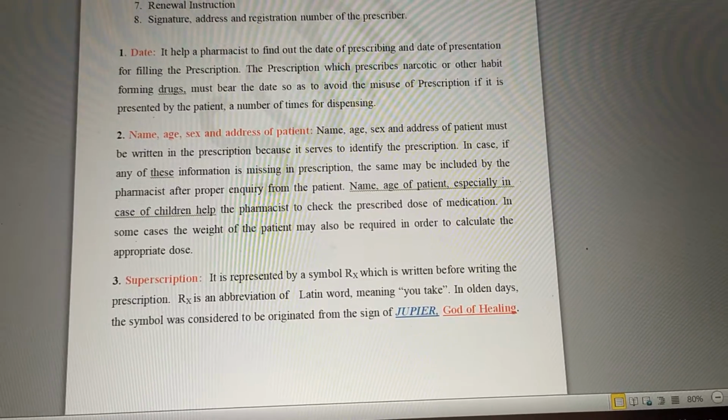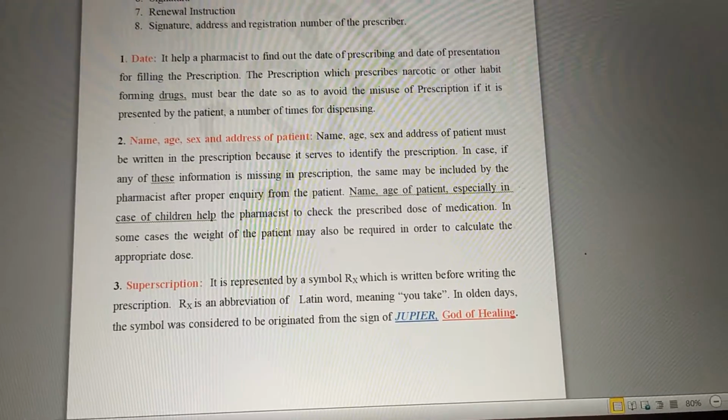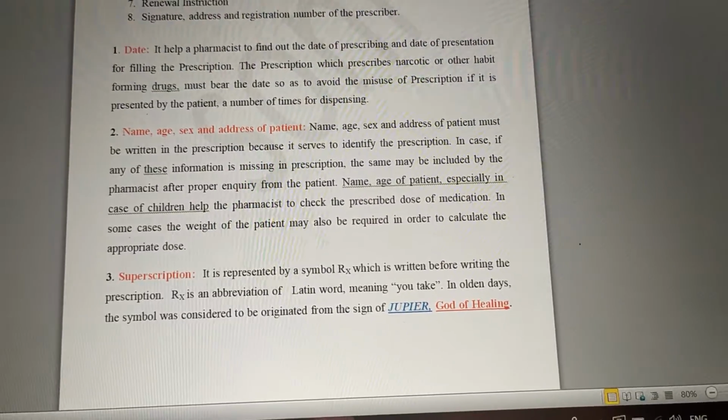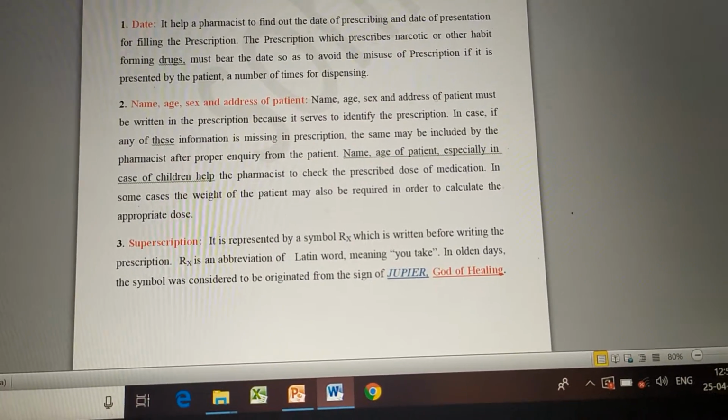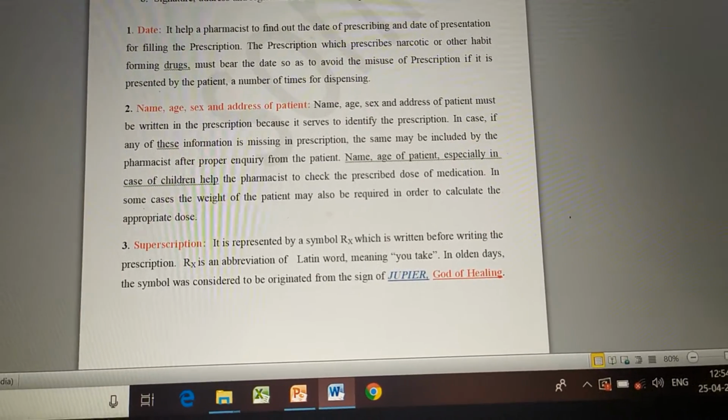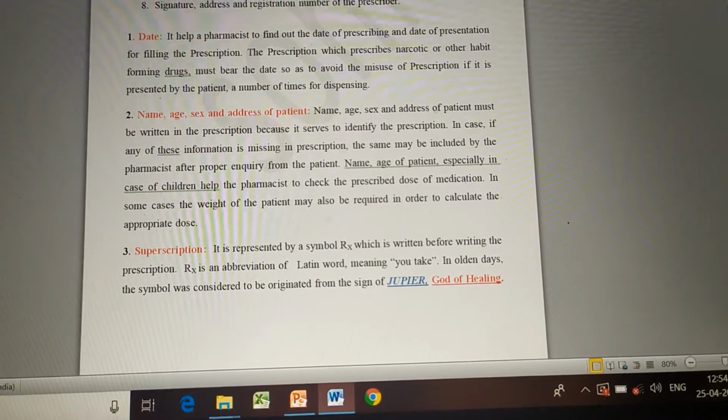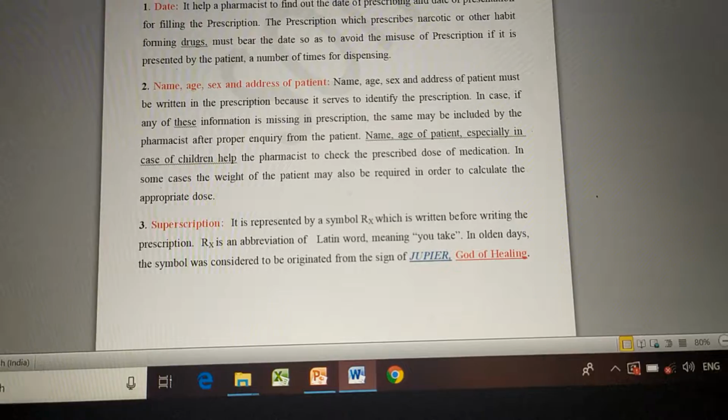Name and age of patient, especially in case of children, help the pharmacist to check the prescribed dose of medication. In some cases, the weight of the patient may also be required in order to calculate the appropriate dose.